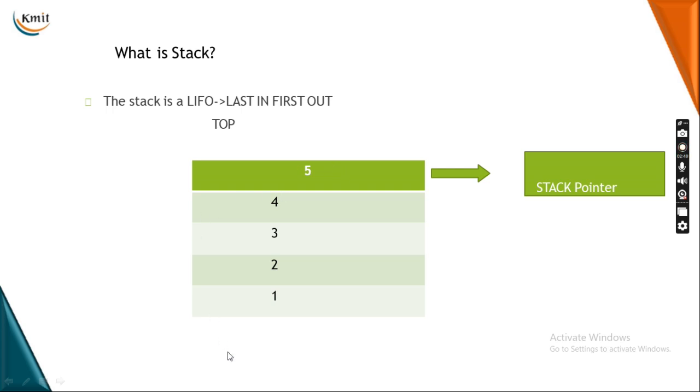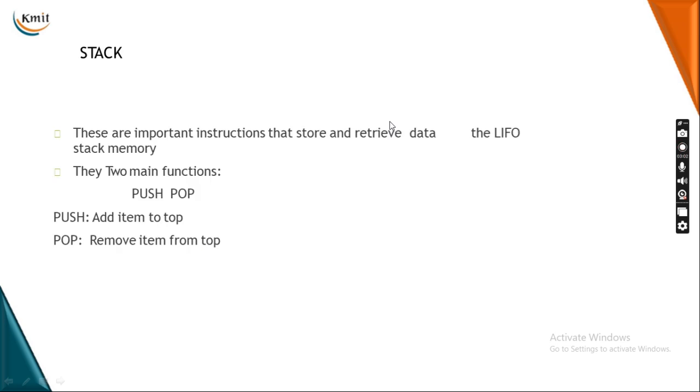Now this is the stack. For example, we have 1, 2, 3, 4, 5. The top of the stack is the item pointed to by the stack pointer. These are very important instructions that store data and retrieve previous information from the stack. It follows the last in first out stack memory.